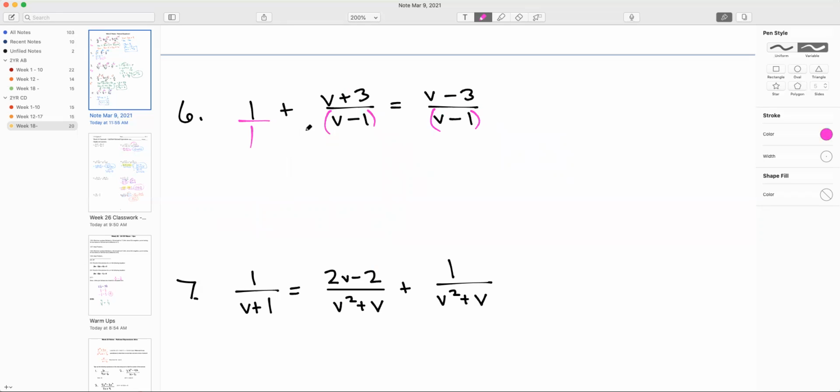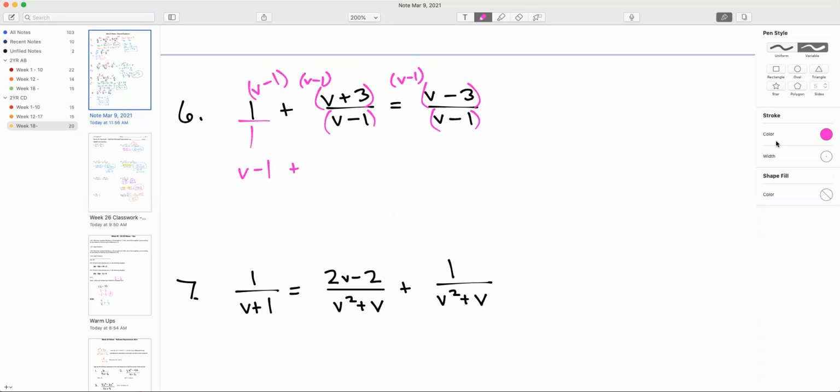So what are all our unique factors? Well, really, it's just v minus 1. So we're going to just multiply everything by the v minus 1. So v minus 1 on top, v minus 1 on top here, and then v minus 1 on top here. So we're multiplying every single fraction by the common denominator. The common denominator is made up of all of the unique factors. V minus 1 is the unique one. So becomes v minus 1 on top.